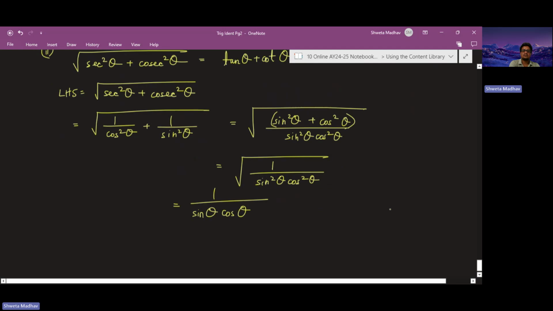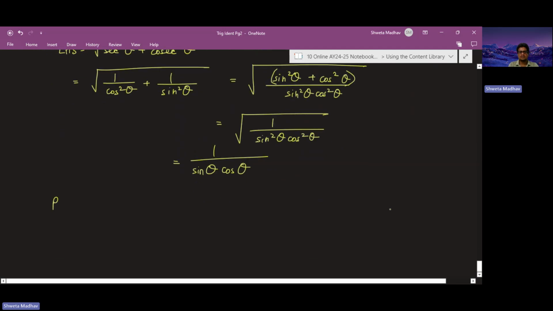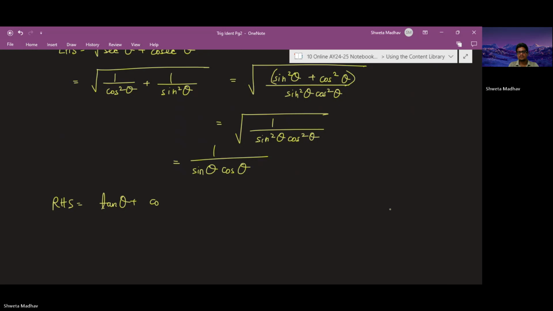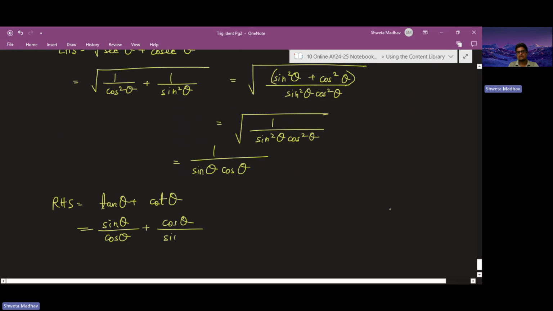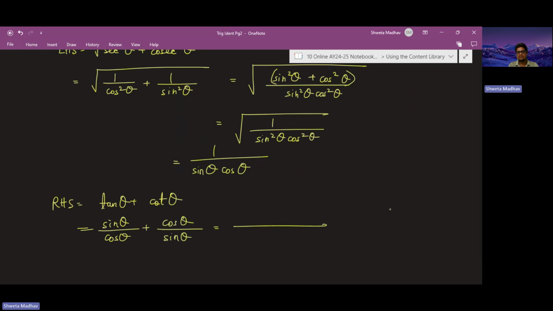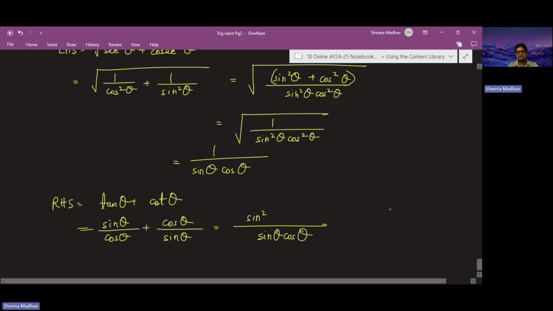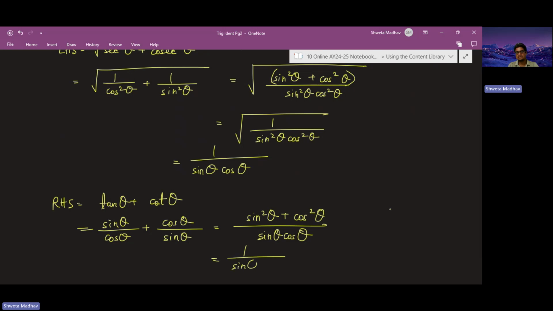Similarly, the right hand side we can solve. The right hand side is equal to tan theta plus cot theta. Now tan theta we can write as sin theta by cos theta, plus cot theta is cos theta by sin theta. Now we again take the LCM, that is sin theta into cos theta. Now in the numerator, we will have sin square theta plus cos square theta, which is obviously equal to 1. So this is also equal to 1 by sin theta cos theta.